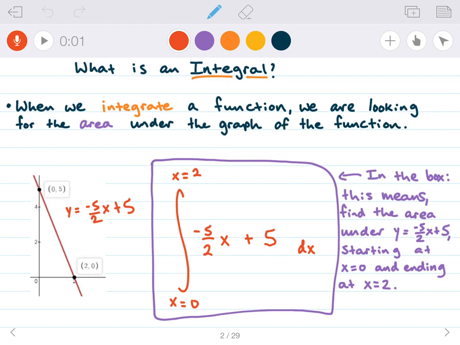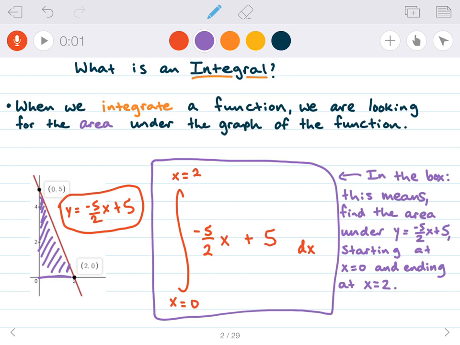So when we integrate a function, all we're doing is looking for the area under the curve and the x-axis, typically. So for example, I have this function y equals negative 5 over 2 x plus 5, and suppose that I'm interested in the area under the curve that is bounded with the x-axis, so that's where we stop. All right, so we want to figure out what that area is. And some functions are easy to find the area of, like this one.